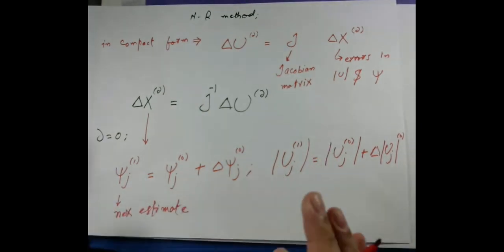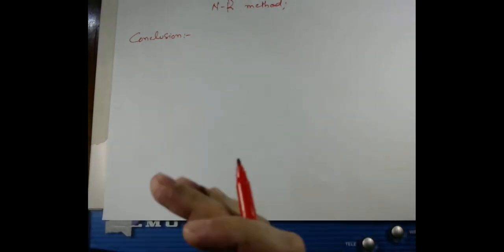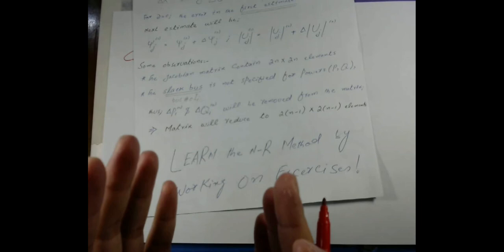So that was the conclusion of the lecture. I hope you understood the Newton-Raphson method and its general form. But once again, we will learn this method in a better way by working on exercises. I have now concluded the discussion on the Newton-Raphson method. So with this I conclude this lecture, and we will start the next lecture with the exercise.